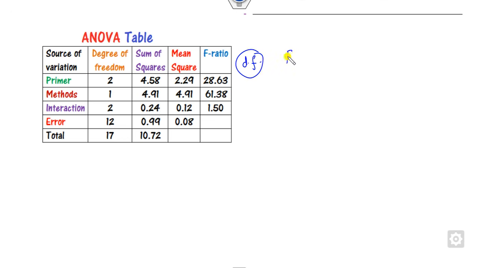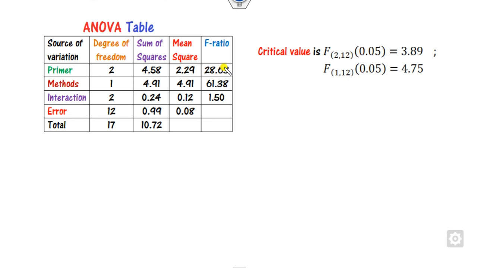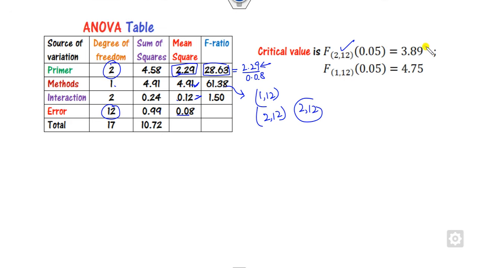How do you compute the F value? You can compute the F value like here. For this number, it is 2.29 divided by 0.08. What is the degree of freedom of the 2.29? That is 2. What is the degree of freedom of the 0.08? That is 12, so 2,12 here. Similarly for this, what is the degree of freedom? This is 1,12. This number corresponds to again 2. This value you can compute from the F table. How can you do that?